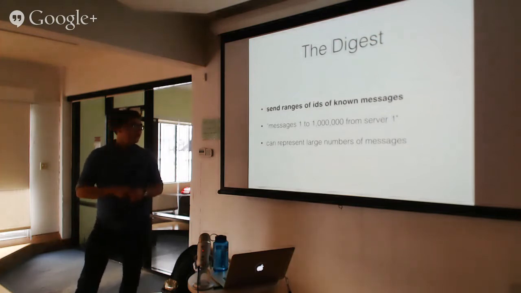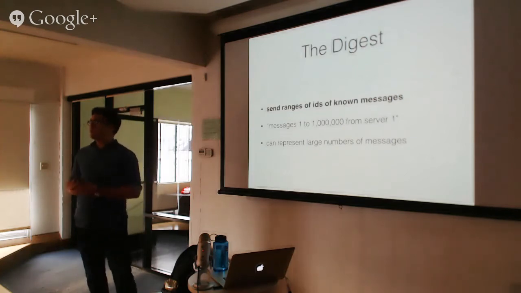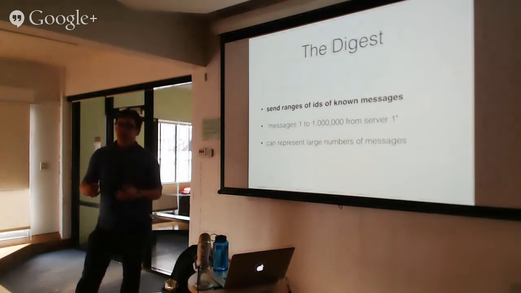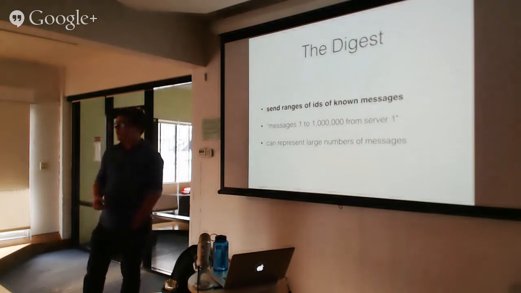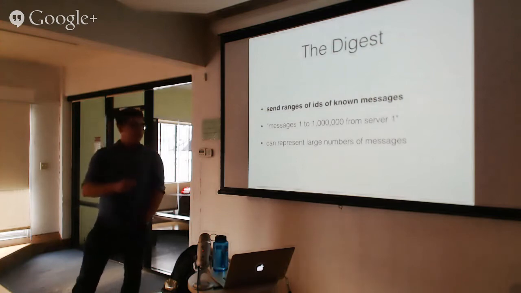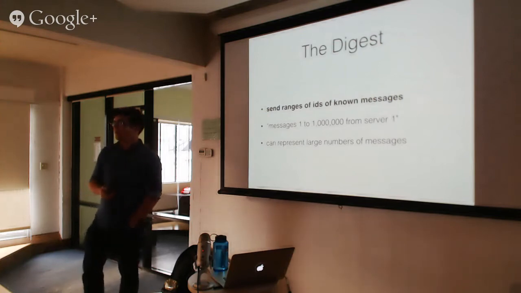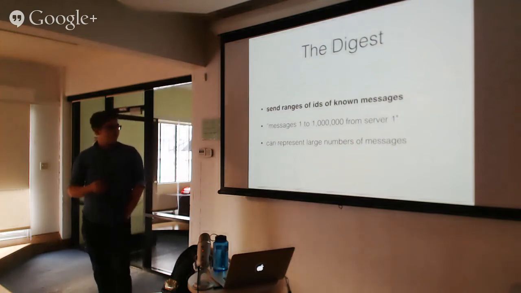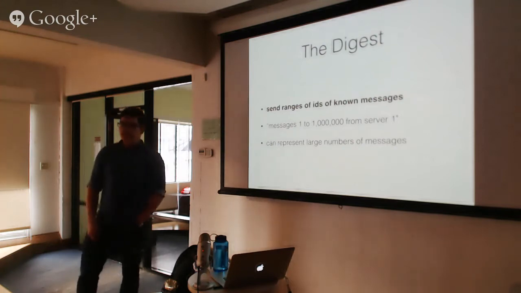So instead of saying, I have messages 1, 2, 3, 4, and 5 from the server, we'll say, I have messages 1 through 5. In the normal case, when a server has received all messages, we can represent some huge number of messages with just 2 integers. We can say something like, I received messages 1 through 1,000,000, or 1 through 1,000,000,000 from this server, and the amount of bandwidth we'll use stays constant. So this lets us represent very large amounts of messages, and we can keep messages around for much longer.